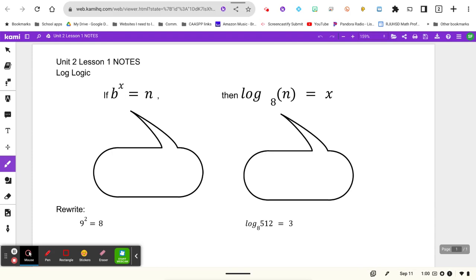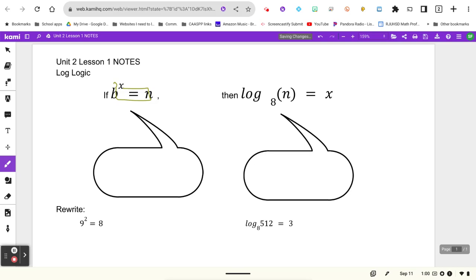These are log logic notes. We're going to be rewriting exponentials to logs and logs to exponentials. One of the very first things we see is when it is an exponential, we're going to draw an L. And we can actually rewrite this as log base b of n equals x. So we're going to say C, the L for log.